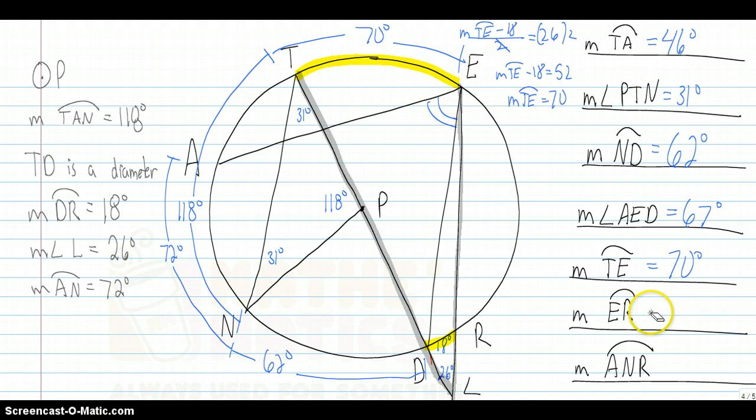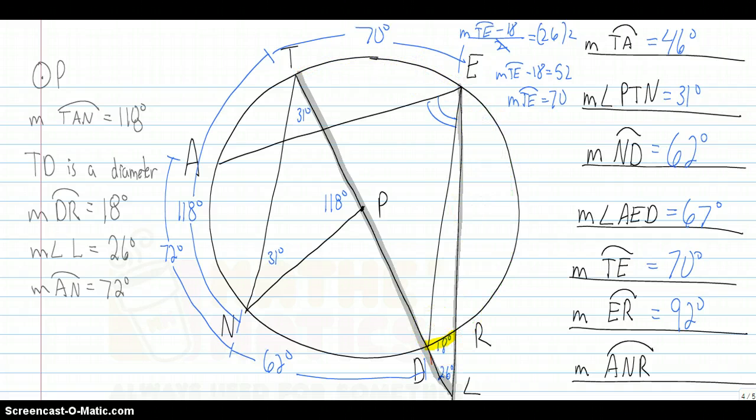Next, we want to find the measure of arc angle ER. And if we look at what we already know, this angle is 70 degrees, this angle down here is 18 degrees, and ER completes the semicircle. So we're going to take 180 minus 70 minus 18, and we have 92 degrees for measure of arc angle ER. The last one we need is the measure of arc angle ANR.